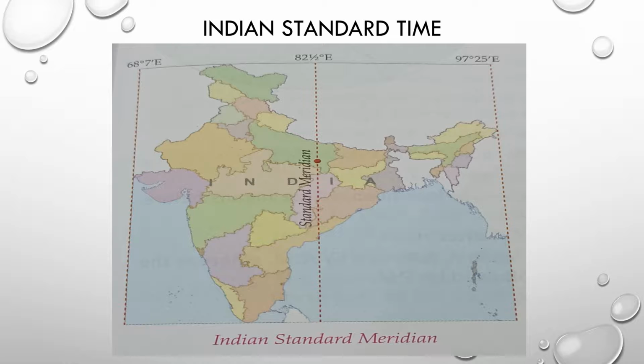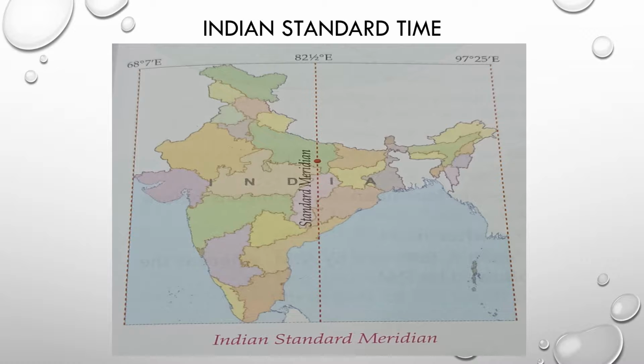Now students, as the longitude of 82.5 degree east passes through almost the center of our country, that longitude is taken as the standard time for the whole country. So according to this 82.5 degree east, it is known as the Indian Standard Meridian, because it is the middle longitude of the whole of India. So this is called the Indian Standard Time, or IST.